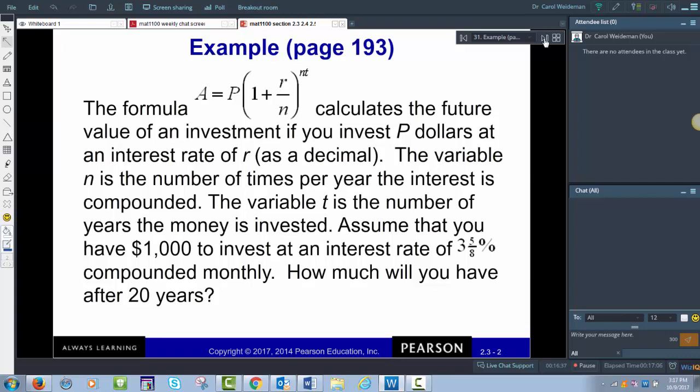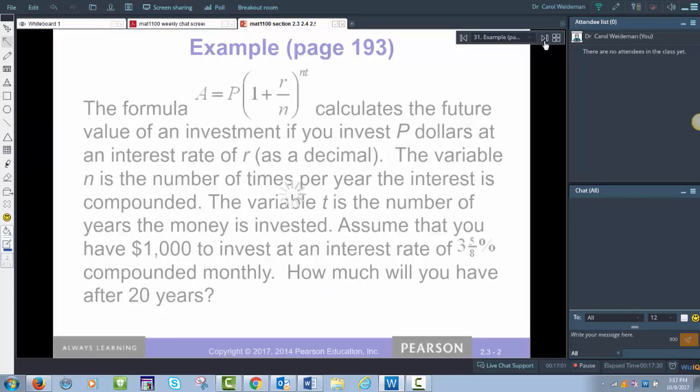This is a formula for the future value of an investment if you invest P dollars at an interest rate of R as a decimal. The variable N is the number of times a year the interest is compounded. T is the time in number of years. Assume you have $1,000 to invest. That's going to be my principal. Invest it at an interest rate of 3 5/8%, compound it monthly. How much will you have after 20 years?